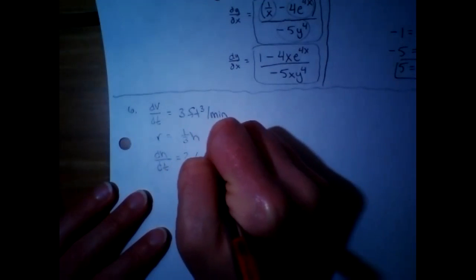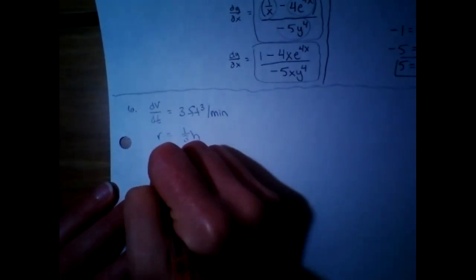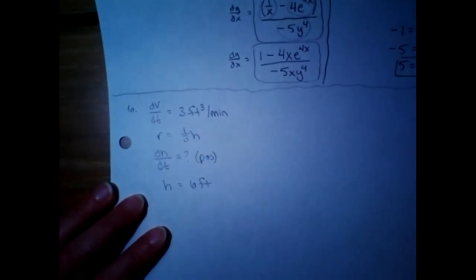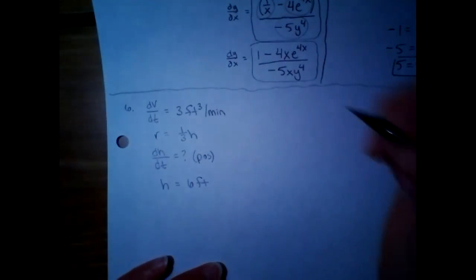Some people put d for depth. That's fine. It's just the formula has an h in it. So I'm going to go with h. And that should be positive because it's filling up. And it says when the depth, or the height of the water, is 6 feet. So that's all the information from the problem.